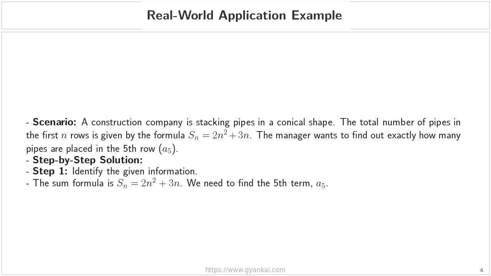In step 1, we identify our known information. We have our sum formula, S sub n equals 2n squared plus 3n, and our objective is to find the value of the fifth term, a sub 5.